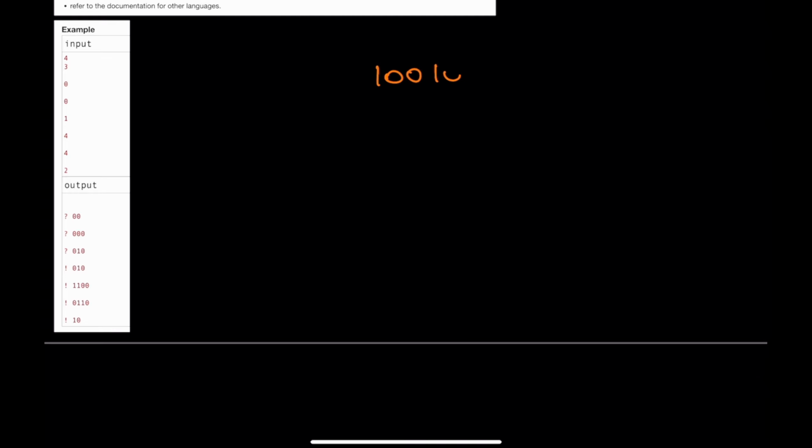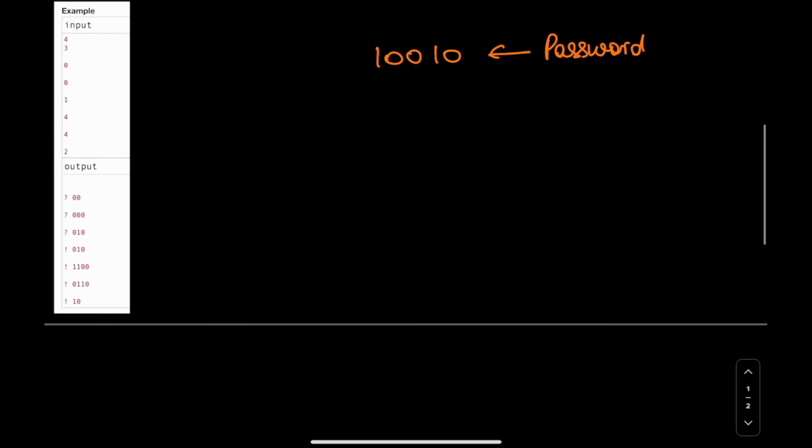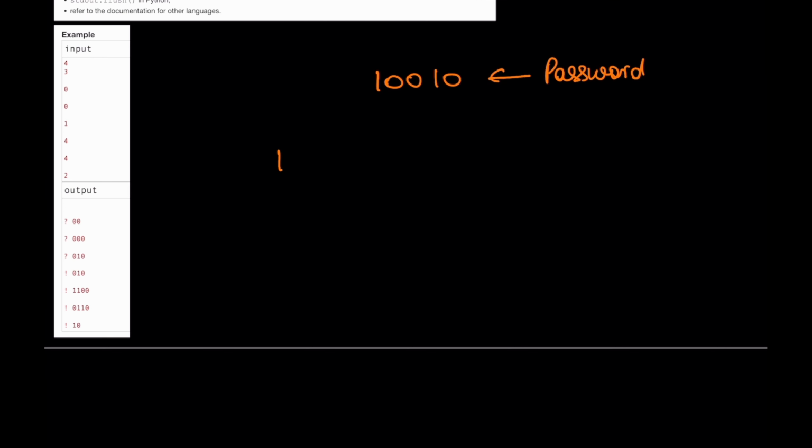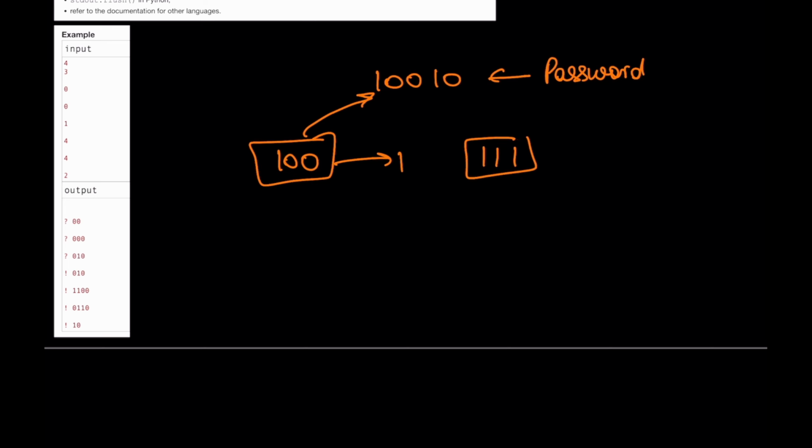Let's suppose we are given a string. Suppose this is my password string that Mansoor has. What we do is we give it a string. Let's suppose I give 100. I will give this substring and ask if this is a part of this string or not. So for this it will return a 1. Let's suppose I give 111. This is not a part of this string as a substring, so we'll receive a 0 here, right?